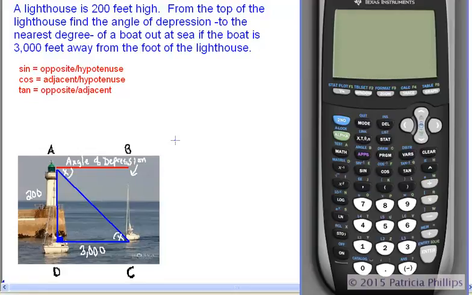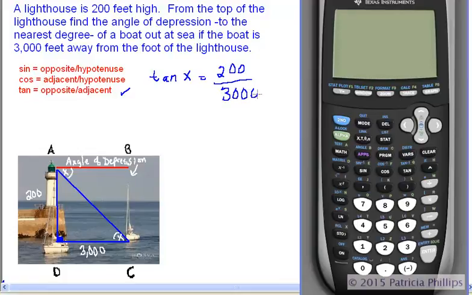So, what we're going to do is ask ourselves, since we have that angle down below labeled as X, and the side opposite that angle is 200 feet, and the side adjacent to it is 3,000 feet, which one of the trig ratios can we use? Well, since we have opposite and adjacent, that's looking like we can use the tan. So let's get the tangent of that unknown angle by putting tan of X, since we don't know it, equals the opposite side, 200, over the adjacent side, 3,000.